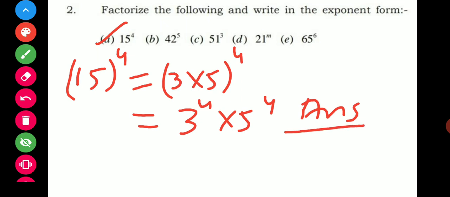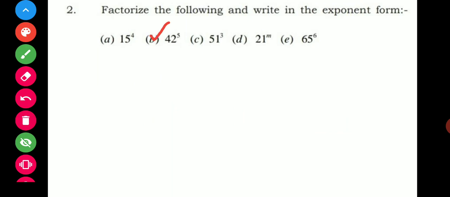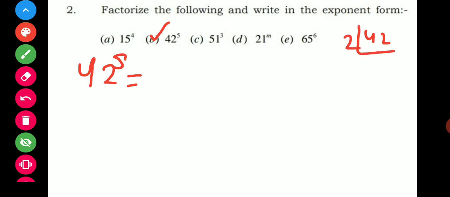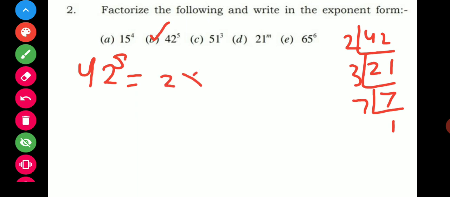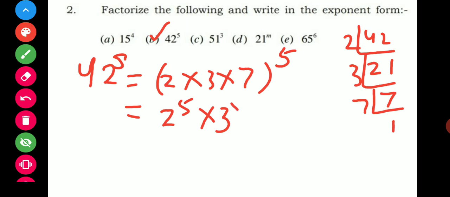Now come to the second part, B part. It is 42 to the power 5. So what will happen? First do the prime factors of 42. 2 twos are 2 and 2 ones are 2. Once again 3 sevens are 21. Now 7. So it becomes 2 into 3 into 7 and whole power is 5. Separate the powers. 2 to the power 5 into 3 to the power 5 into 7 to the power 5. That is your answer.